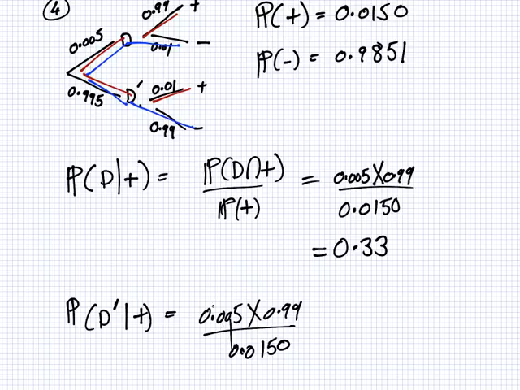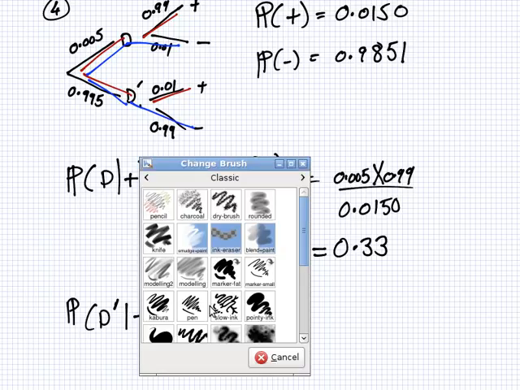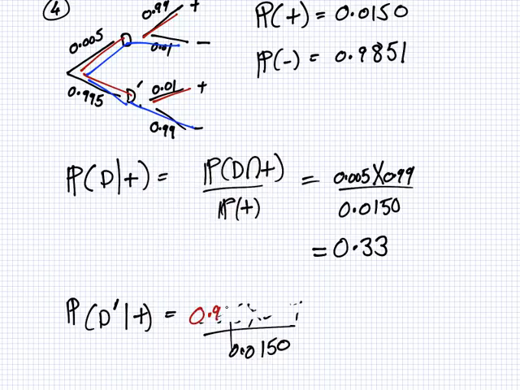I'm sorry, on the top is 0.995 times 0.01. Okay, what's that? 0.67. Yeah, is 1 minus. So if the person tests positive, there's a 67% chance that they're actually not a drug user, even though they tested positive.